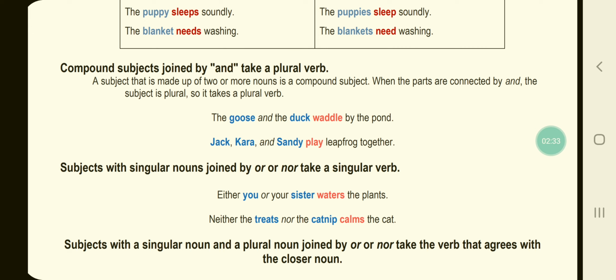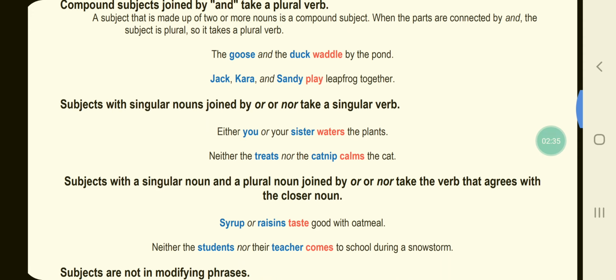Next, subjects with singular nouns joined by or or nor take a singular verb. For example, either you or your sister waters the plants. Children, the logic is that we need to consider the subject which just follows the verb. For example, your sister. So this is singular, henceforth it will follow a singular verb.